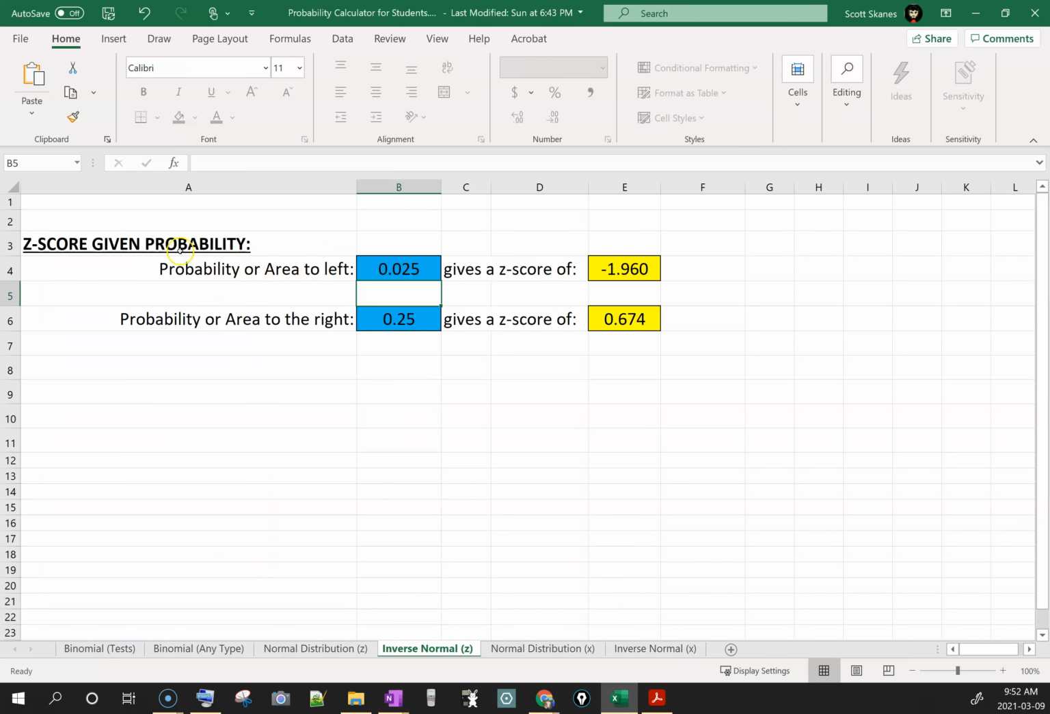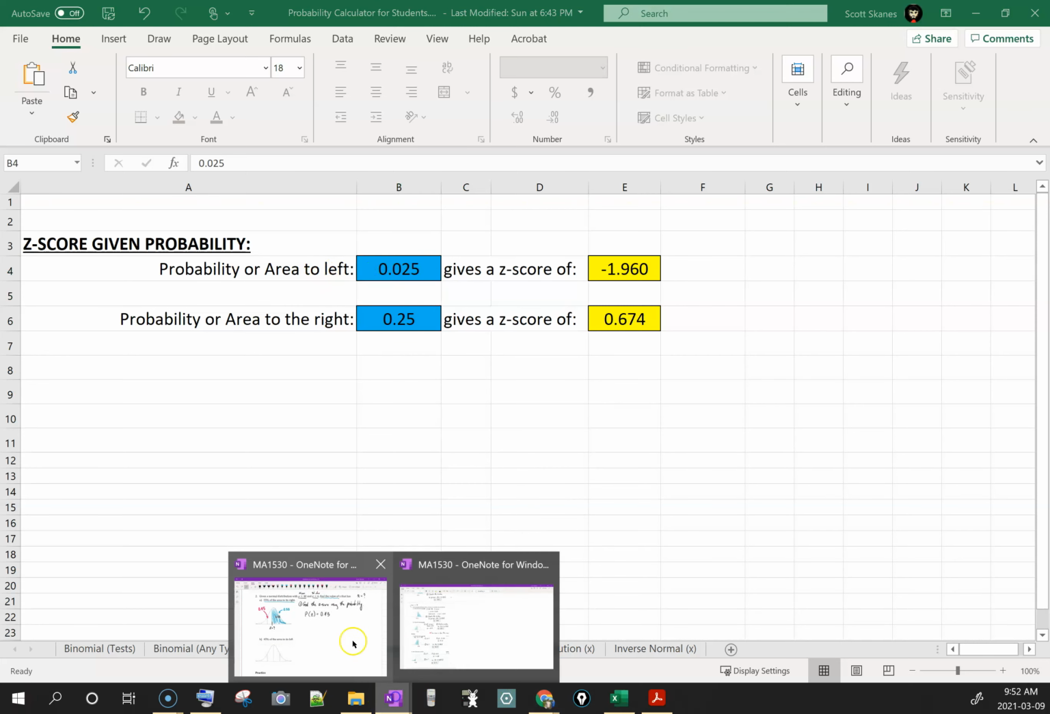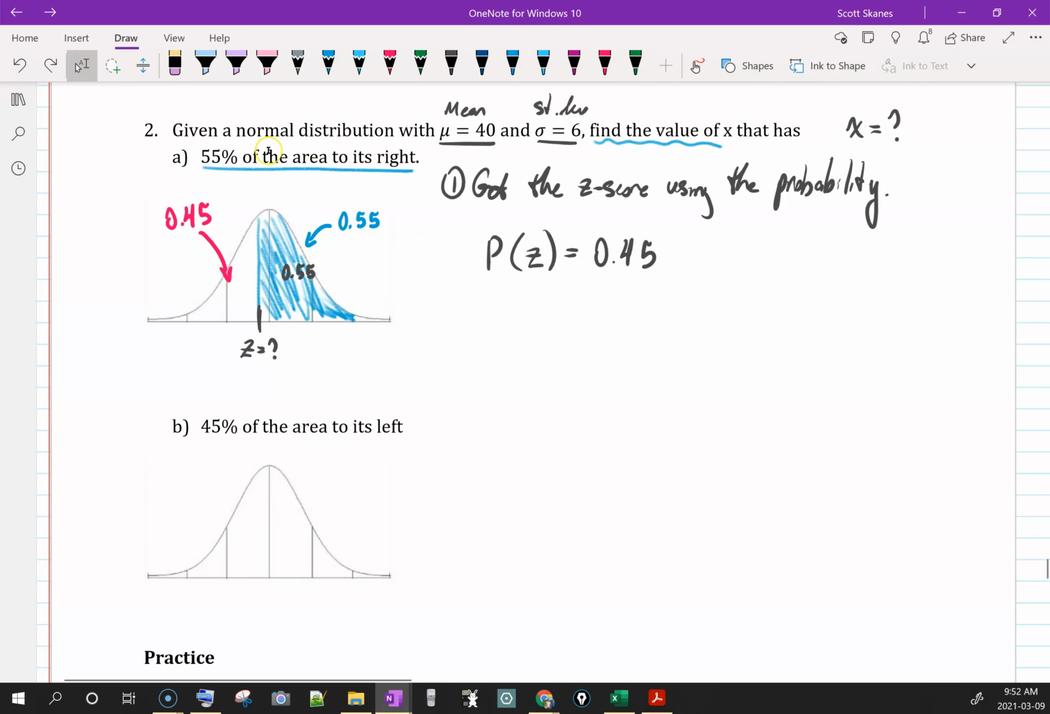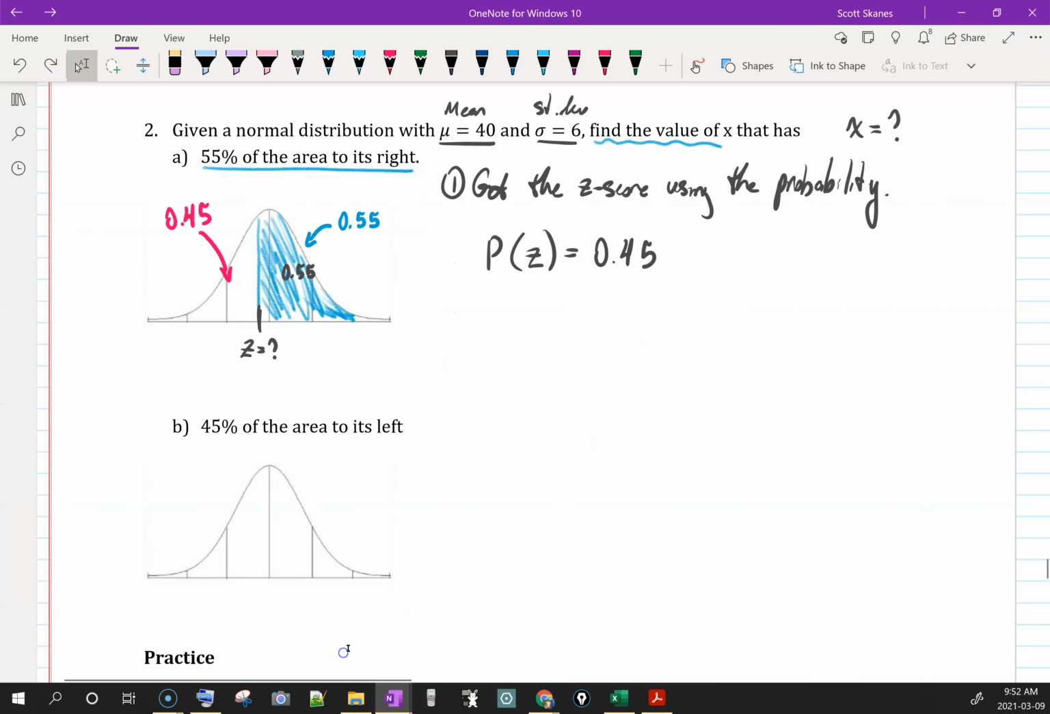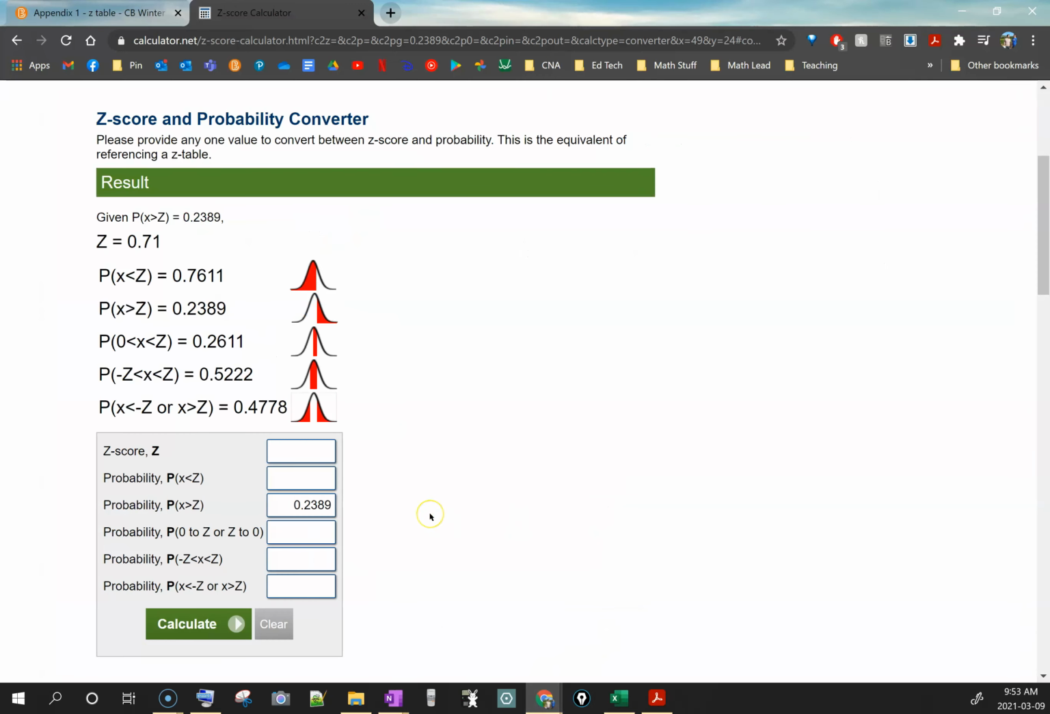So let's see. We've got to be very careful that we're doing the right thing. Okay, probability or area to the left. So it's asking for an area. Are we given an area here? Yes, we are. We're given 55% of the area to its right. Okay, so the probability or area to the right is 0.55, gives a z-score of negative 0.126. So that's the first step, is to find the z value that relates to it. And that makes sense. This is below the mean, which means it's a little bit below 0, which is why it's negative 0.126.